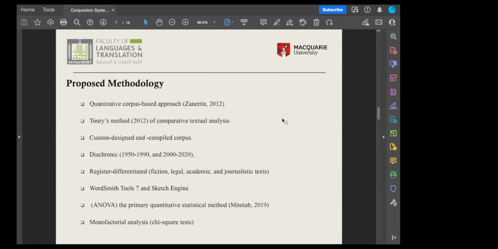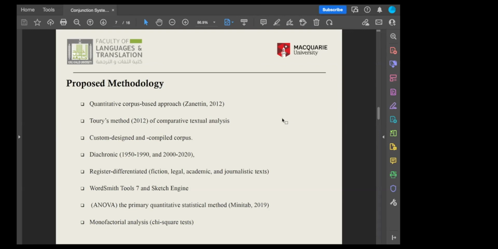As for my methodology, to conduct these three analyses, this study employs a quantitative corpus-based approach with some elements of qualitative analysis. The study makes use of a custom-designed and compiled corpus consisting of Arabic translated text parallel with their English source text and a comparable non-translated Arabic text. This corpus design is diachronic, containing two periods of text production, the first from 1950 to the 1990s, and the second from 2000 to 2020.